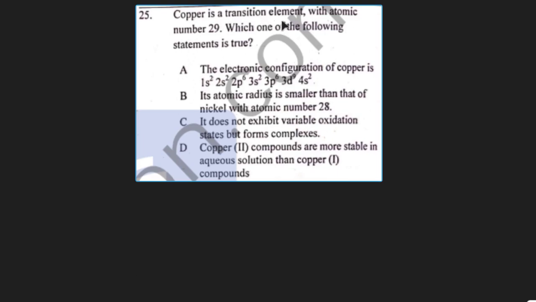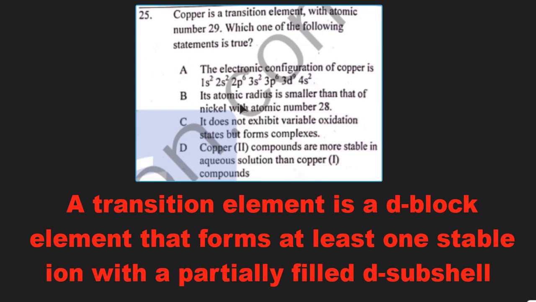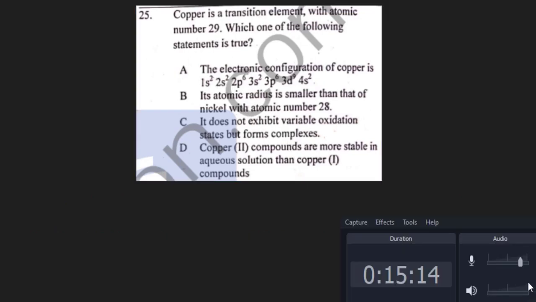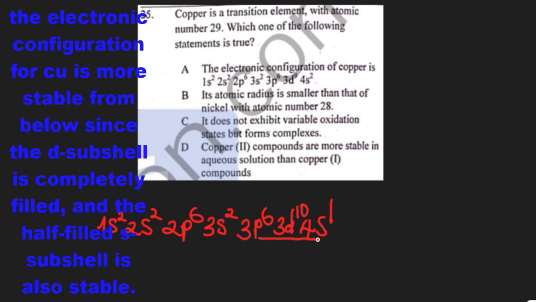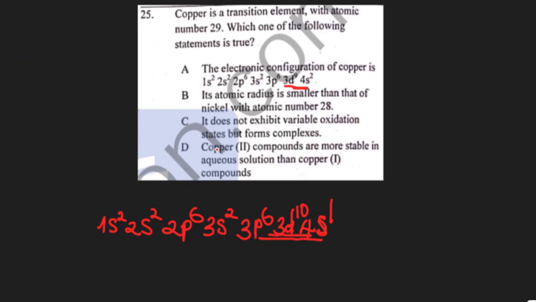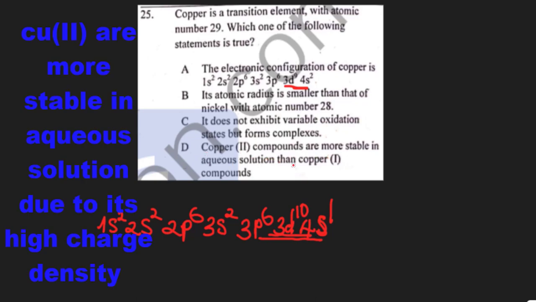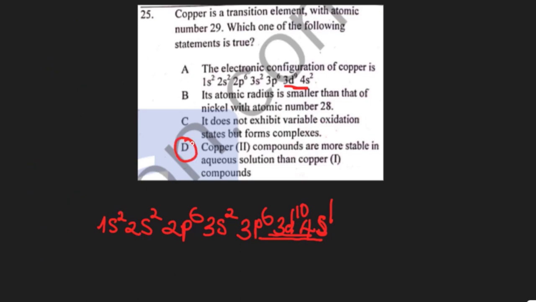Question 25. Copper is a transition element with atomic number 29. Which one of the following statements is true? Let's look at the electronic configuration. So this is the most stable electronic configuration of copper, and this makes this one incorrect because a half-filled s orbital is more stable and a completely filled d orbital is also more stable compared to a partially filled d orbital. This is the stable electronic configuration. So they say copper 2 compounds are more stable in aqueous solution than copper 1 compounds. This is simply because of high charge density. So D is a correct answer.